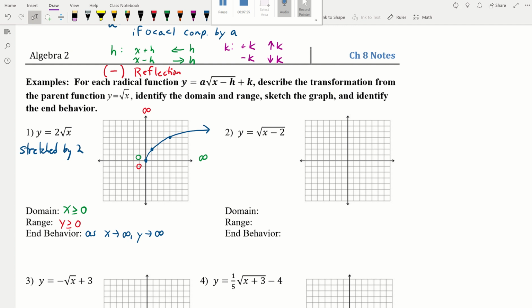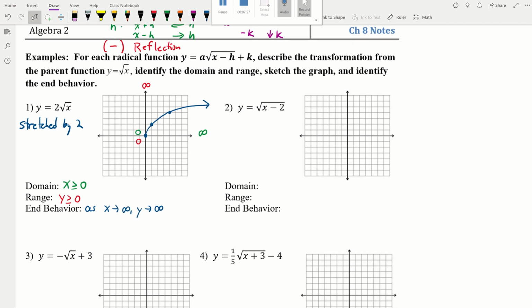All right, if we take a look at number 2, now we have a negative 2, or we're subtracting 2 inside the radical. So x minus 2 is telling us to move to the right 2. So from the initial endpoint of 0, 0, we're going to go right 2, and that becomes our endpoint. Follow the pattern of right 1, up 1, right 4, up 2, and that's how we get the additional points and the shape of our graph.